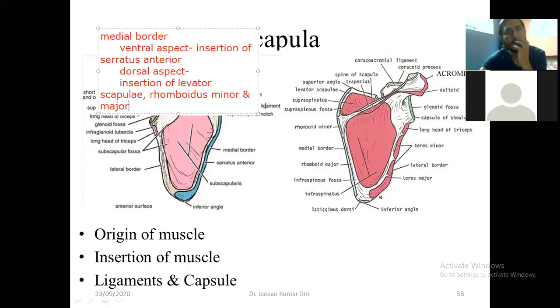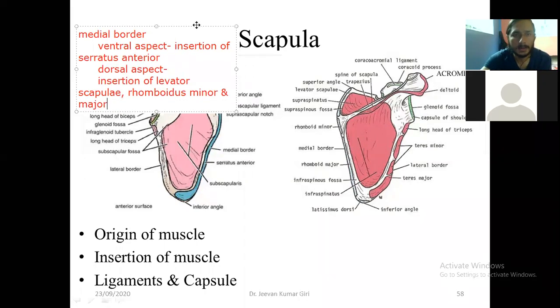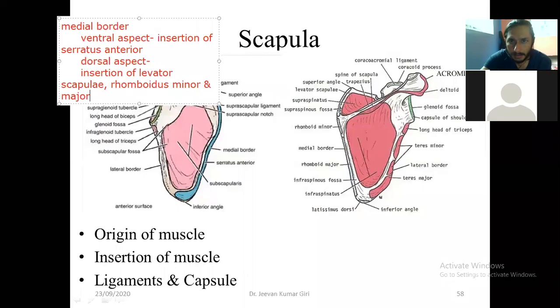So rhomboides major and rhomboides minor. Now see here, this is the medial border, the dorsal aspect of the medial border. Now see here, you will see three muscles. One muscle from here to here. Let me draw with a different color, the blue color here.